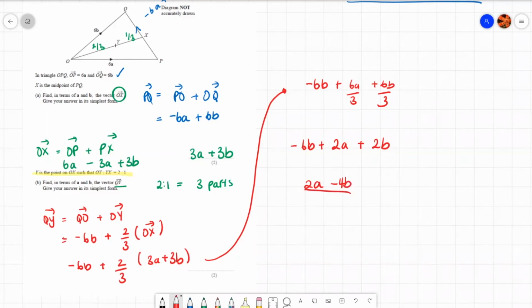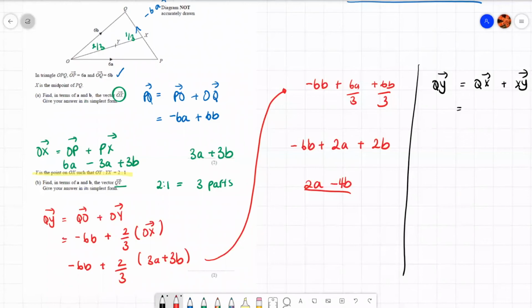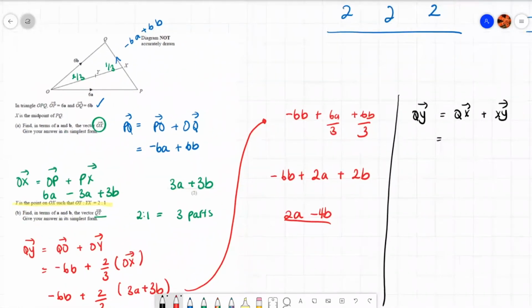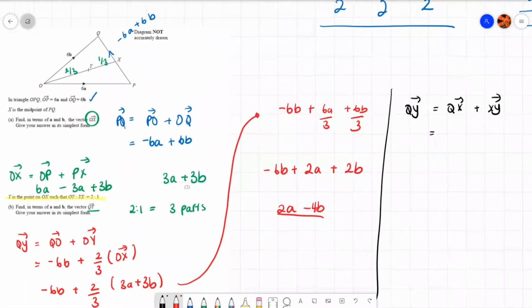I'm just going to get a different colour pen. Let's see, should we do it in black? I'm going to go the other way so you can see that it works exactly the same way. So we went QY. That's what we want, don't we? QY. This time I'm going to go QX plus XY. Okay, well, QX is half of the full length. Well, if I just halve this here, it's minus 3A plus 3B. That's going in this direction. I'm going the opposite direction, so I'm going to change my sign. 3A minus 3B for QX.